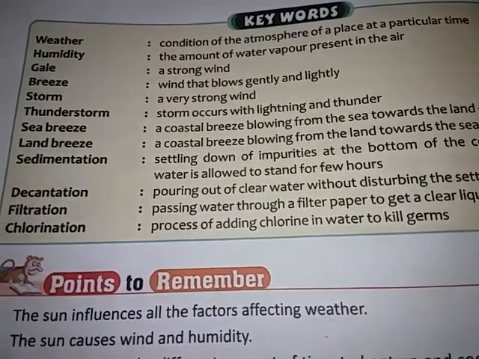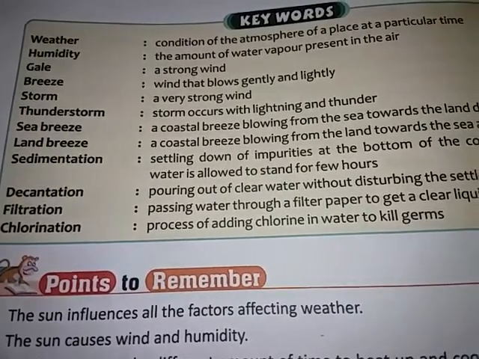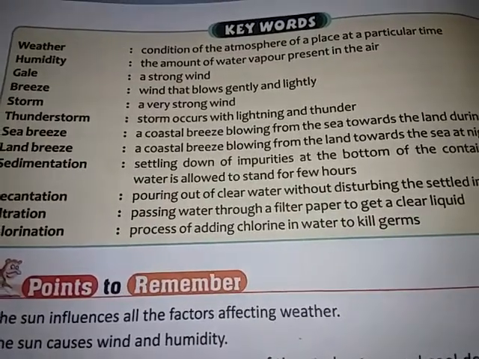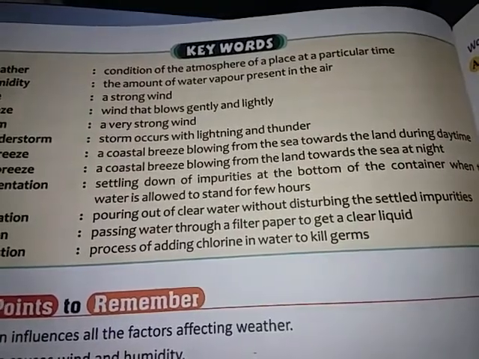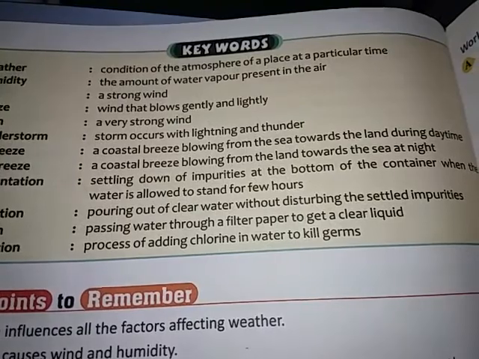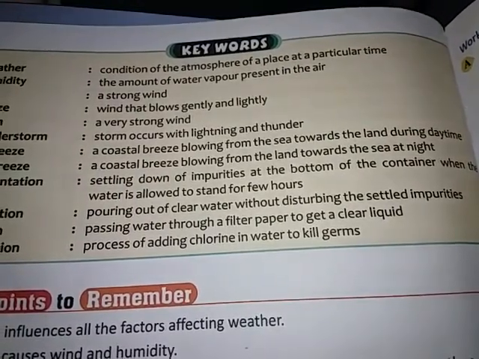Thunderstorm: storm that occurs with lightning and thunder. Sea breeze: a coastal breeze blowing from the sea towards the land during daytime. Land breeze: a coastal breeze blowing from the land towards the sea at night.